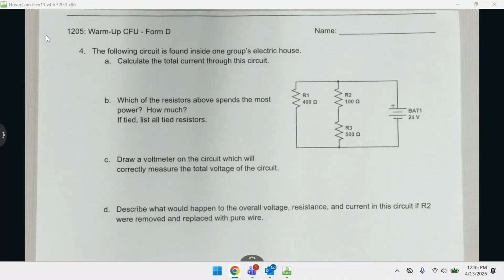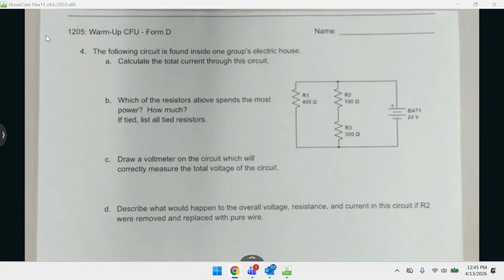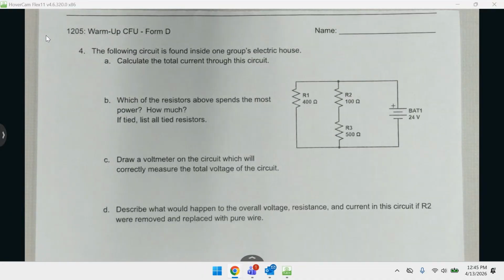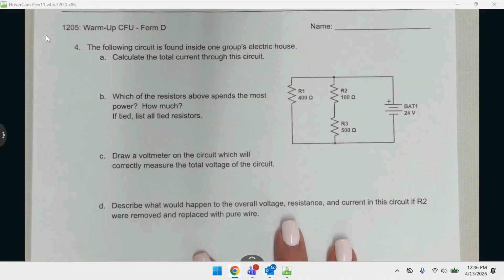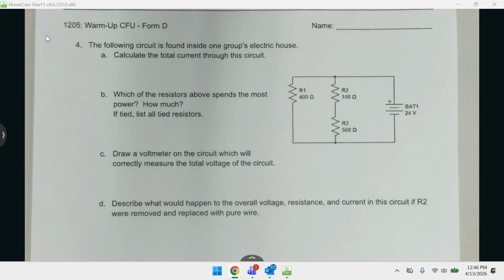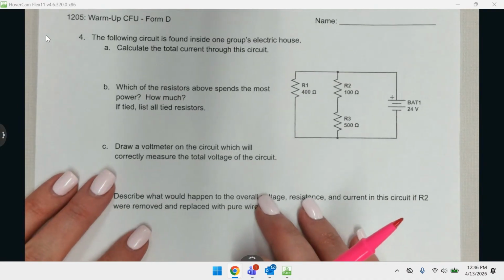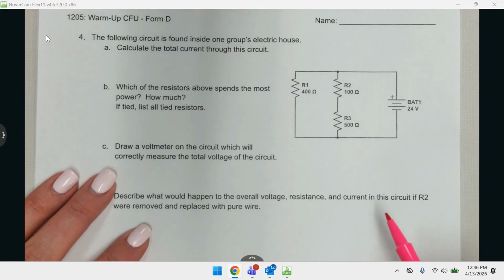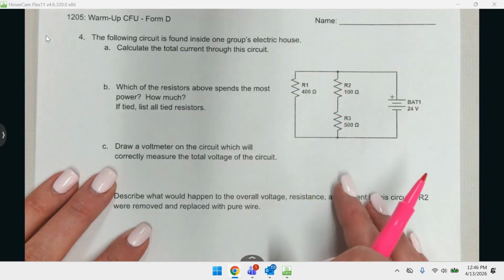All right, here is Form D, and it has the same circuit from the morning version, Form B, but again, we're being asked different questions about it. It says calculate the total current through this circuit. Again, in order for me to find total current, I have to get total resistance. I can see the total voltage here. You're welcome to organize your data into a table like we've done in class before, or you can just do it step by step.